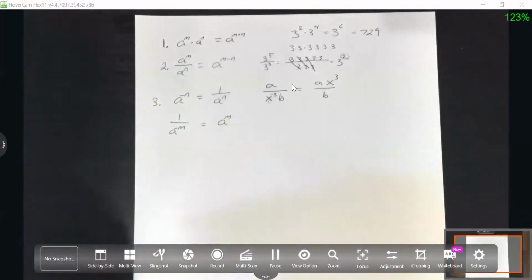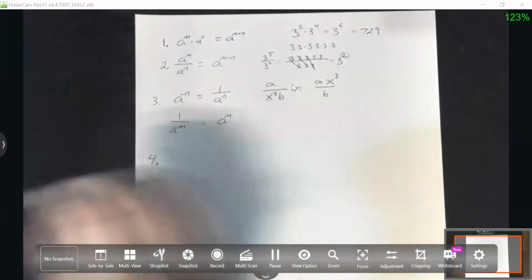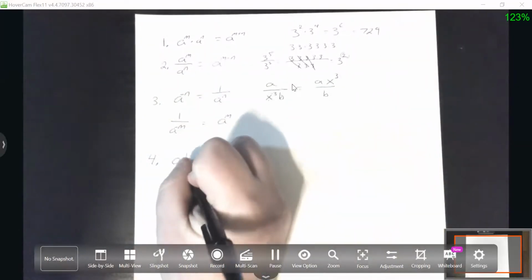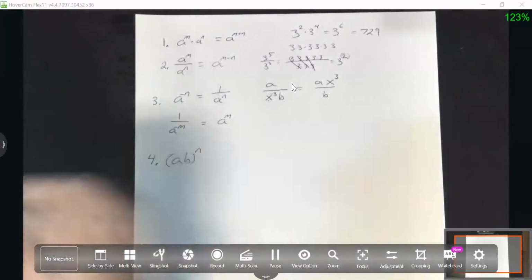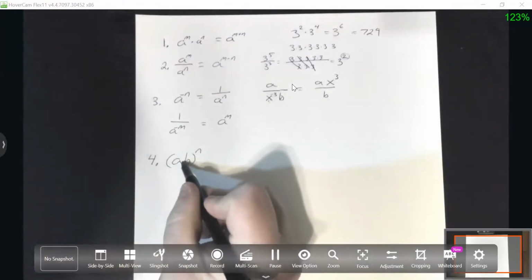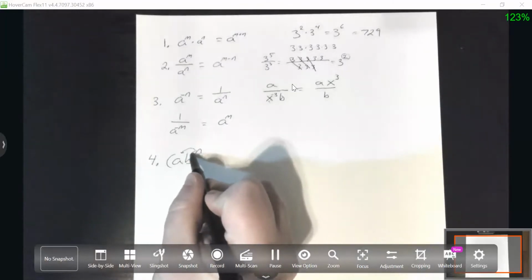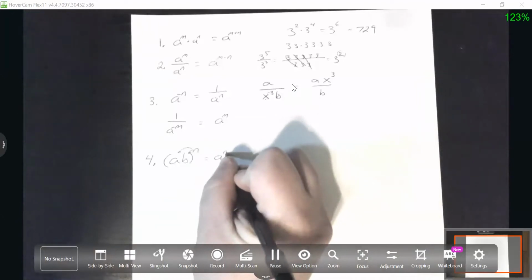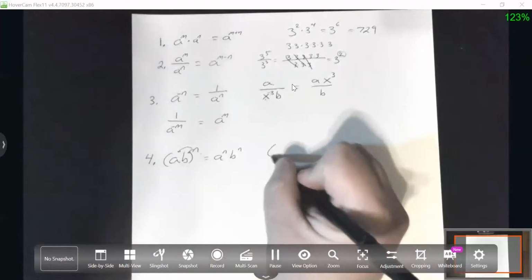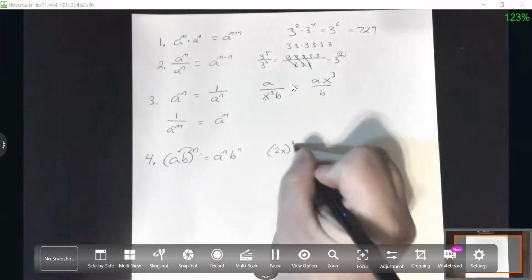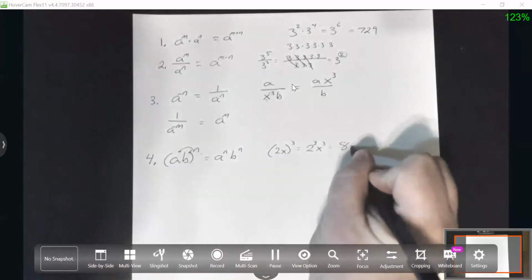Now, let's see if I can actually remember all these rules off the top of my head. Rule number 4. Exponents actually distribute across multiplication. If we have several things inside of parentheses and an exponent outside, that exponent is going to go to each thing inside. So that'd be a to the n, b to the n. As an example, if we had something like 2x to the 3rd power, that'd be 2 to the 3rd x to the 3rd, so we'd have 8x cubed.